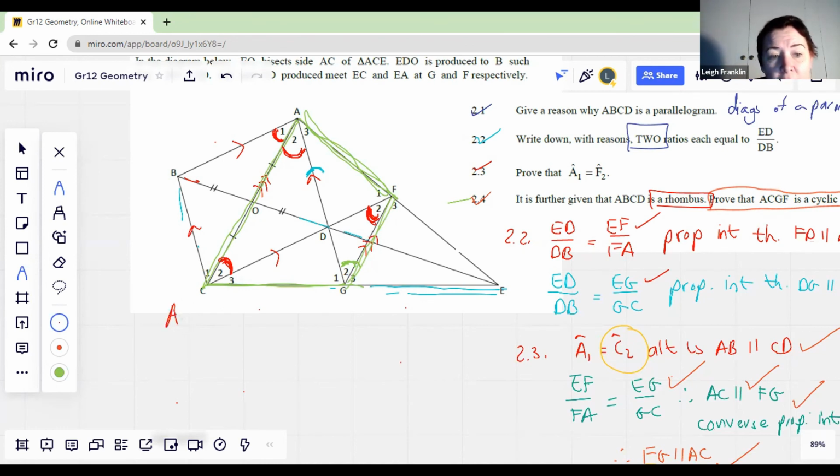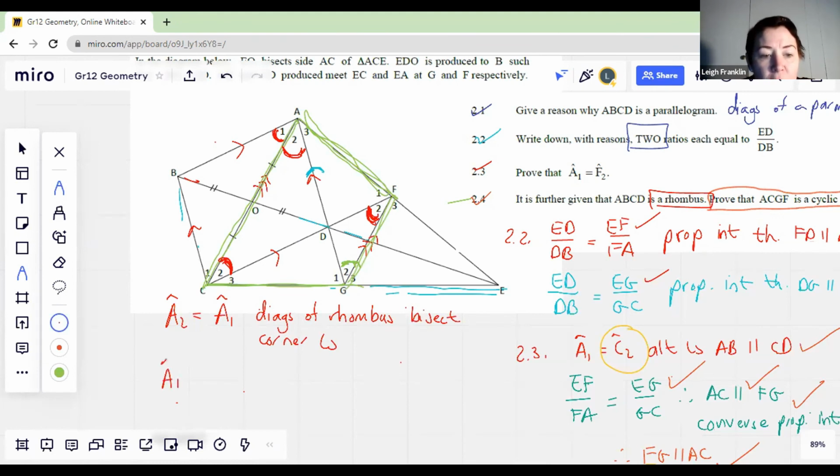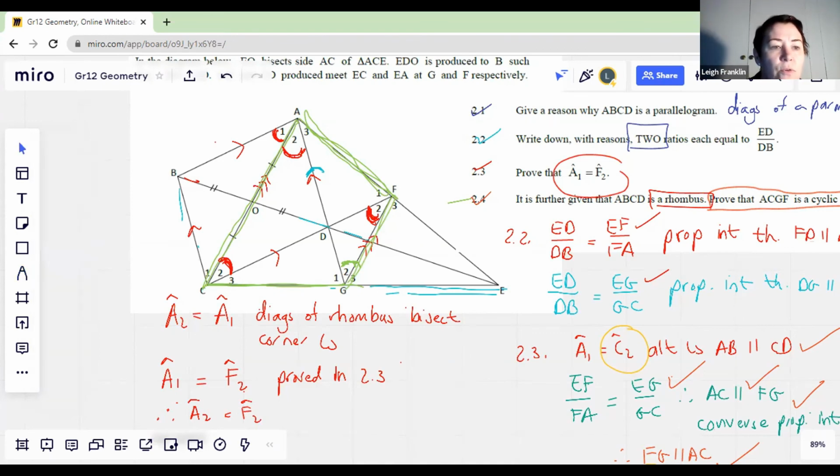So you would say A2 equals A1, because diagonals of a rhombus bisect corner angles. But you've already proved that A1 was equal to F2. We did that here, didn't we? We proved that in 2.3. So we can even write that: proved in 2.3. That means that A2 equals F2. So now finish this off.